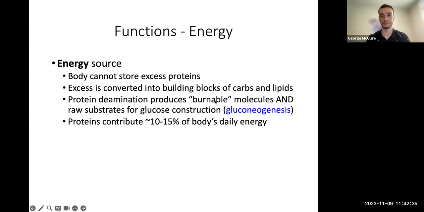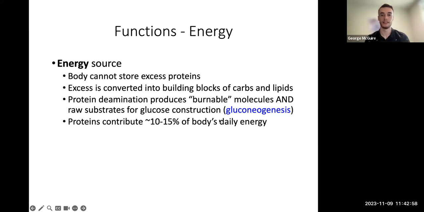So in this way, throughout a day, typically the human body will use proteins to contribute 10 to 15% of its daily energy, again using the amino acids to make other glucose or fatty acid molecules. But most of the energy that you're using throughout the day is coming from glucose and fatty acids that you have consumed and stored.